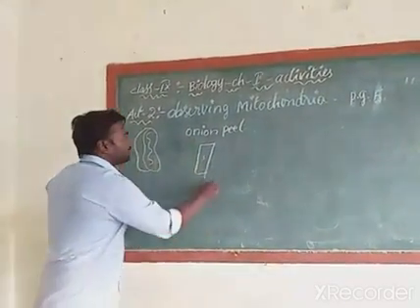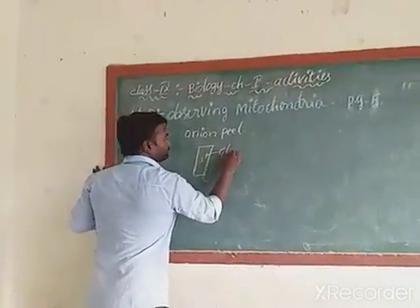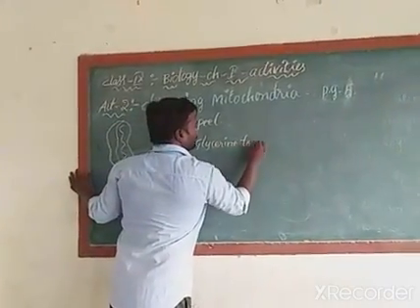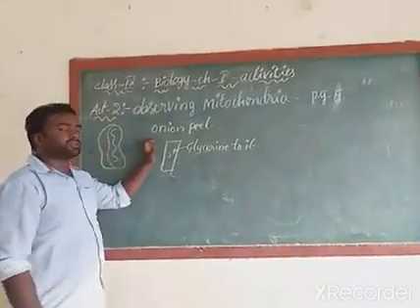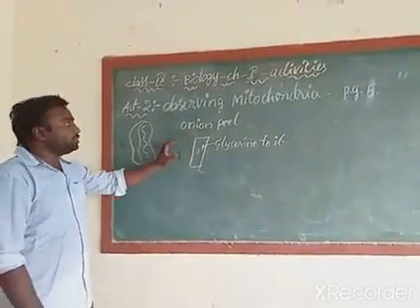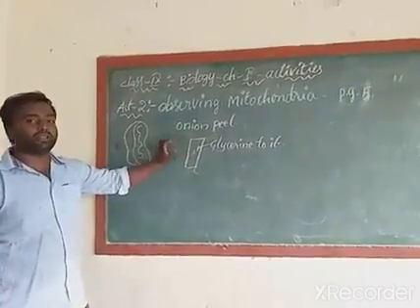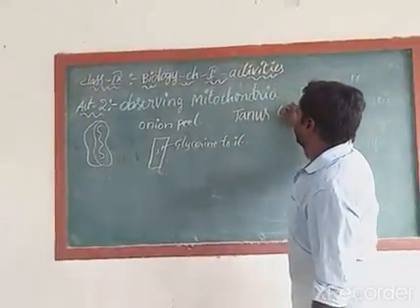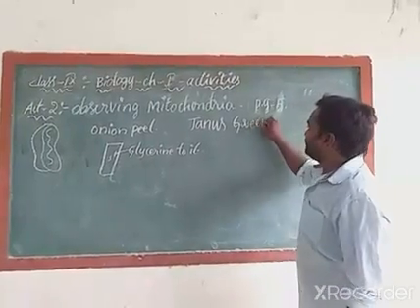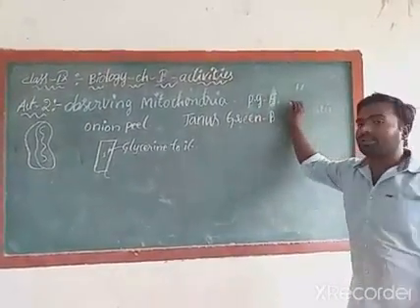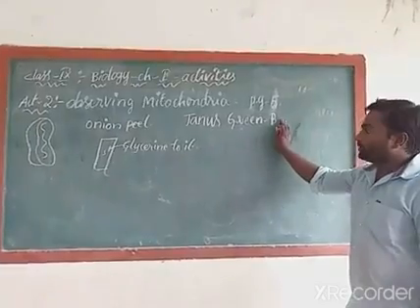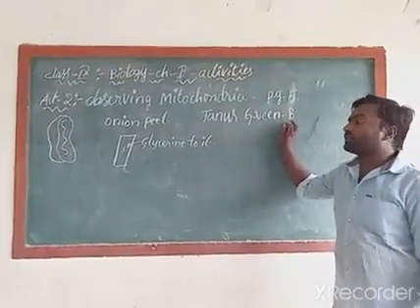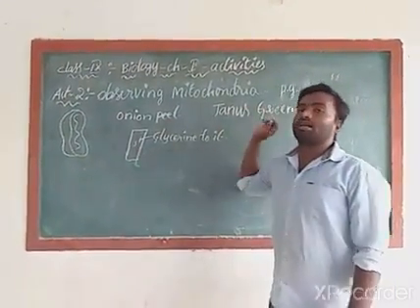Next, add 1 or 2 drops of glycerin to it. Before adding glycerin, first we need to immerse this onion peel in a solution. That solution is called Janus green B. Janus green B solution or Janus green B chemical. So we need to immerse the onion peel in Janus green B solution. After that we need to keep it over the surface of the glass slide.